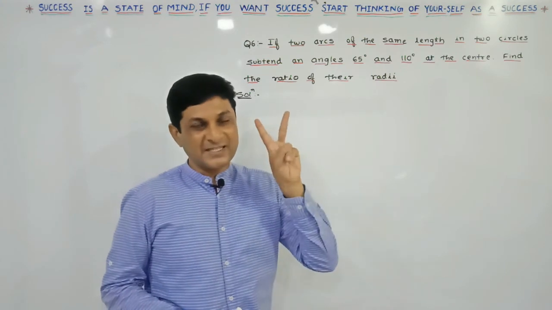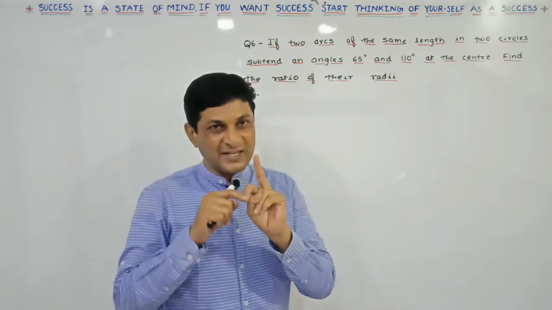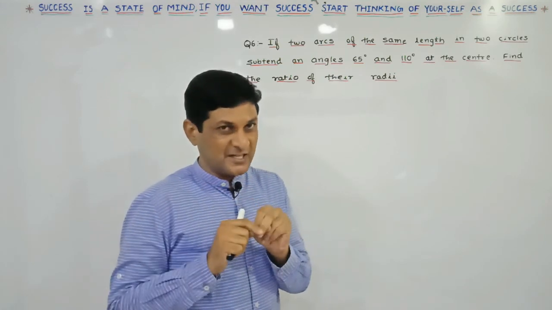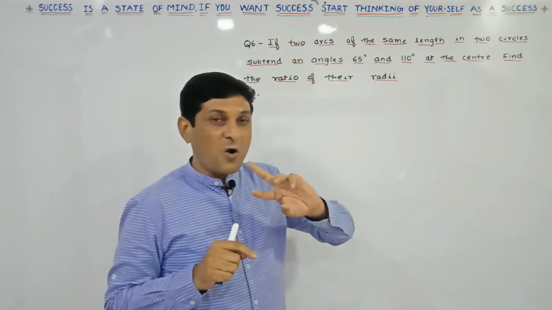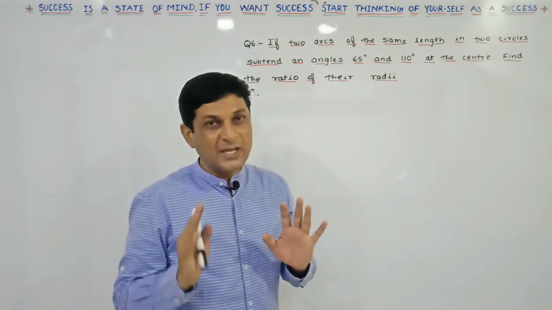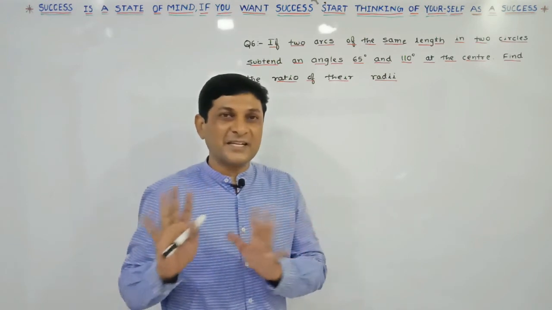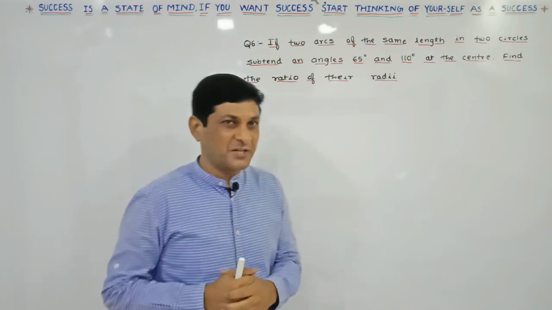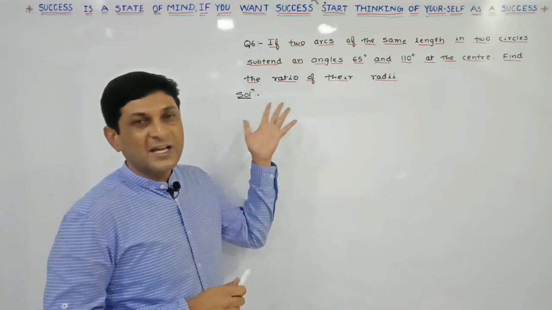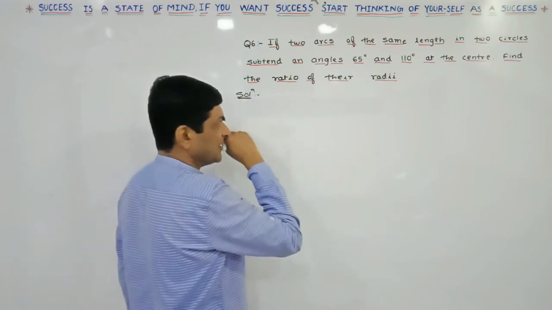Means how many circles are there? Two circles are there. So let us denote the radius of the first circle by R1, the radius of the second circle by R2, the arc of the first circle by S1, the arc of the second circle by S2, and let us denote the angle subtended by this arc at the center of the circle by theta1 and theta2. Later on, using our formulas, we will try to find our required value, that is the ratio of radii.